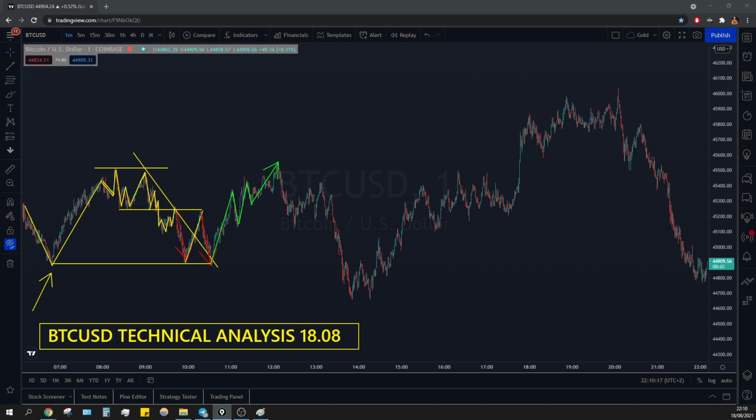What happens? We have a pullback. We react at these previous lows, but we fail to create a new high, and we start moving below. We create a new lower low at the same level. We have a reaction. We fail to make a new higher high. As you can see, we are falling short.